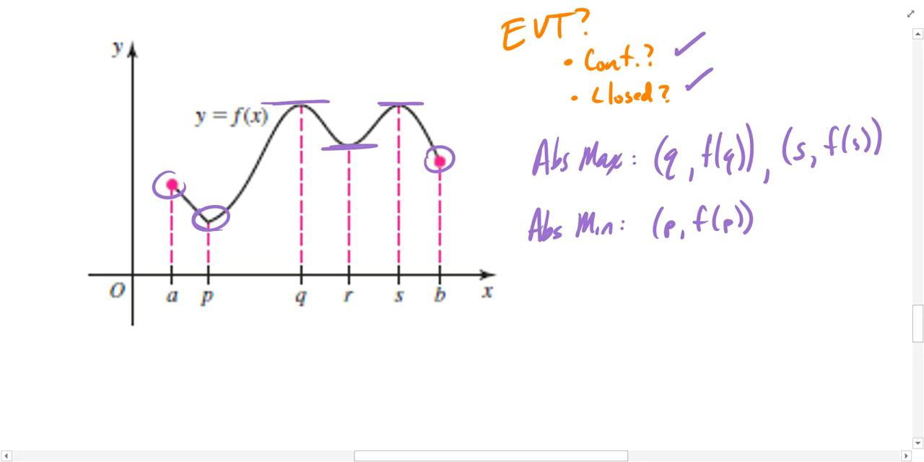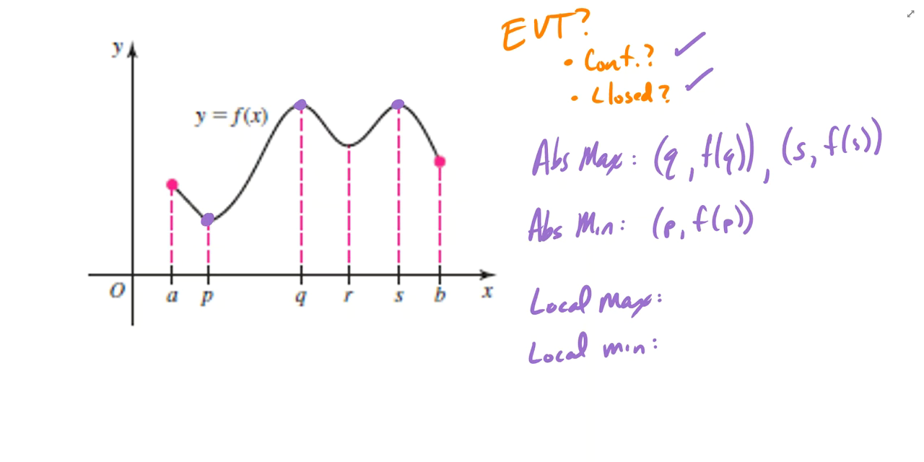So as far as our maximum points go, looks like we've got two of them at the same position. The largest y coordinate, the maximum point, occurs here at Q and S. And as far as our absolute minimum goes, it looks like that occurs here at point P.